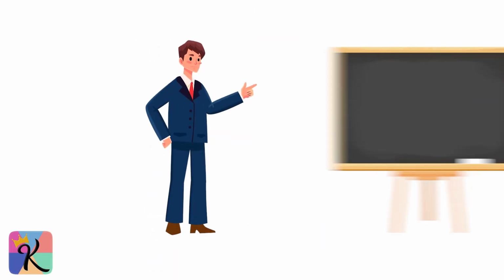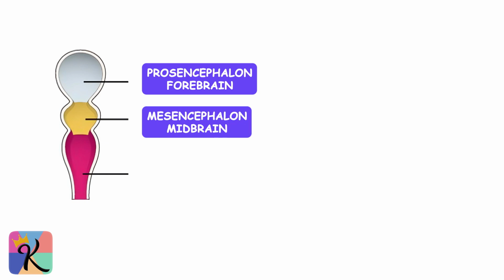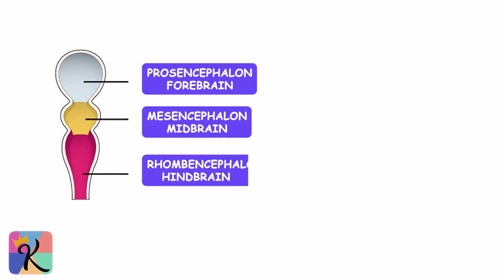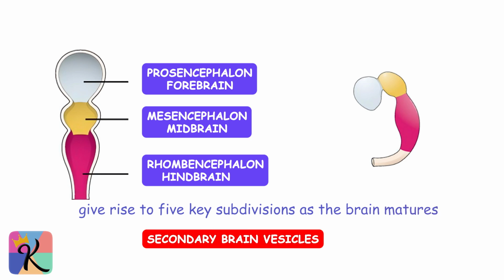Alright, today we're diving into the embryology of the brain, which begins with three primary brain vesicles: the prosencephalon, also known as the forebrain, the mesencephalon, or midbrain, and the rhombencephalon, which is the hindbrain. These vesicles form early in development and later give rise to five key subdivisions as the brain matures, known as the secondary brain vesicles. Let's break it down.